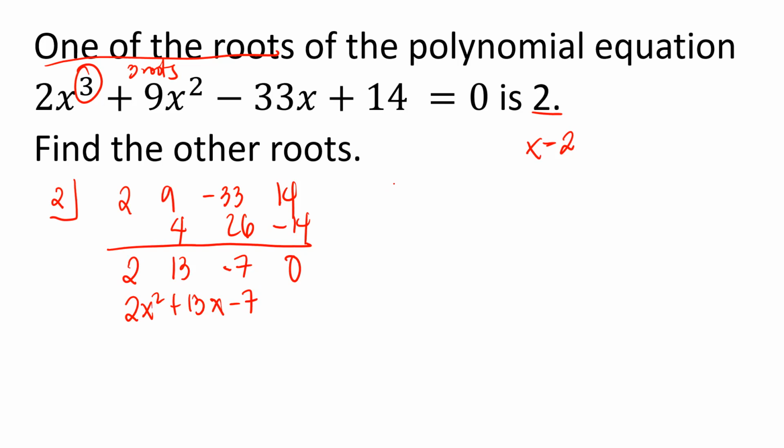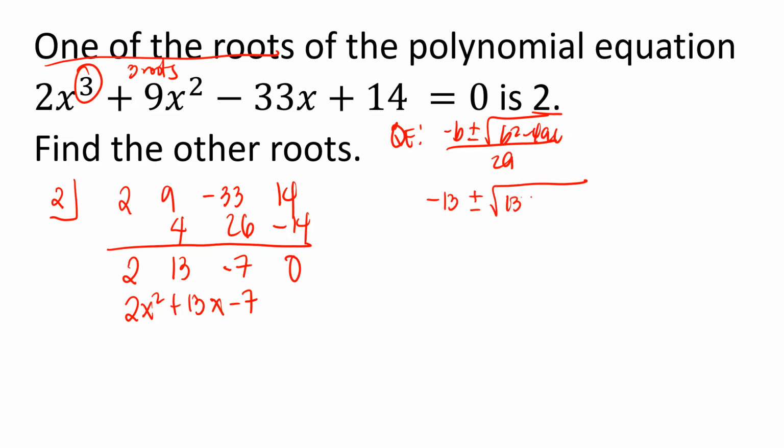Okay, mas mahirapan tayo pag gumamit tayo ng trial and error of the trinomials. So let's use the quadratic formula. So if we have negative b plus minus square root of b squared minus 4ac divided by 2a, so magiging negative 13 plus minus square root of 13 squared minus 4 times 2 times negative 7. I-divide natin kay 2a, so 2 times 4.